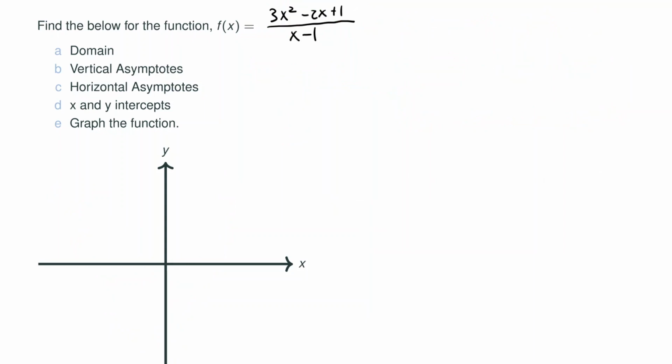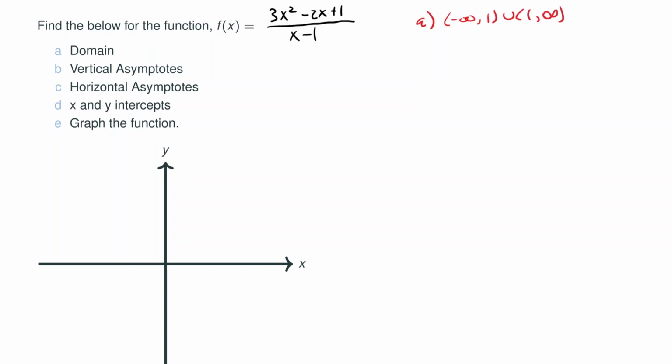Find the below for the function 3x squared minus 2x plus 1 over x minus 1. So again, when we find the domain, first find the domain. We don't actually have to worry about factoring, right? Because we only need to look at the denominator. What makes the denominator not exist? In this case, x equals 1. So the domain is negative infinity to 1, union 1 to infinity.